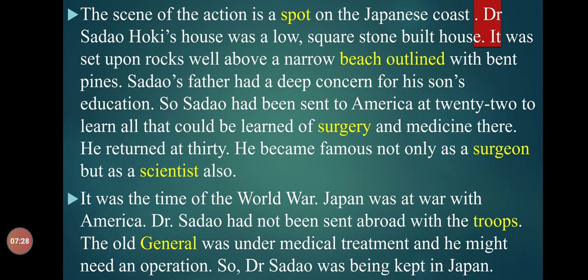Then sixth difficult word is scientist, a person who is studying natural or physical sciences. The seventh difficult word is troops, which means soldiers or armed forces. And at last, general. General in army, a title used to denote the rank. So these were the difficult words used in this paragraph with its meaning.